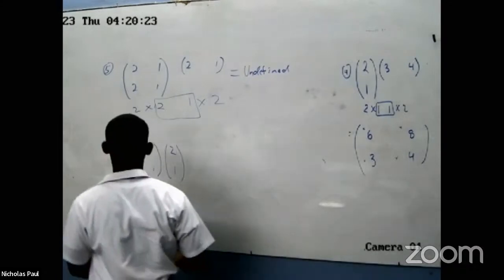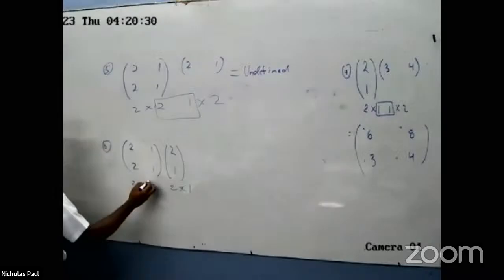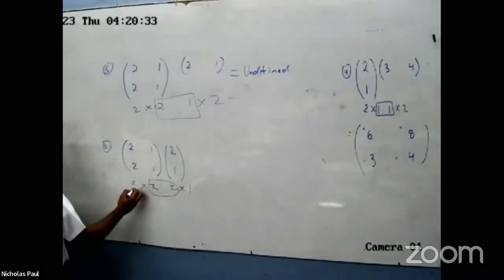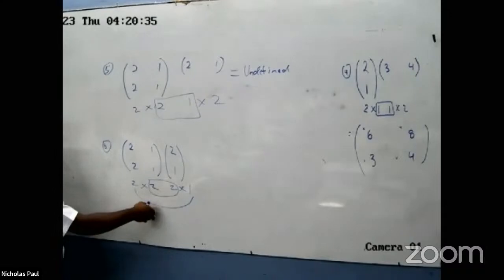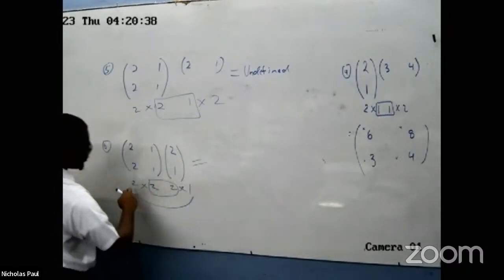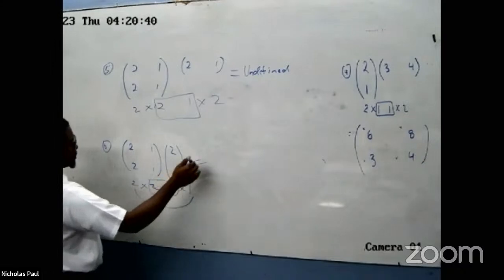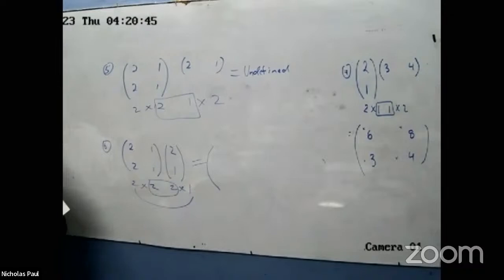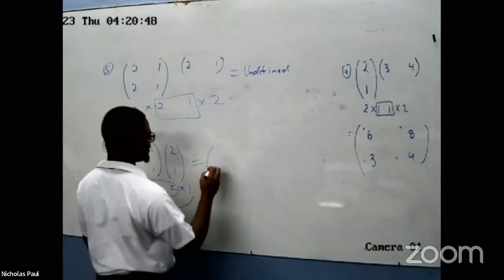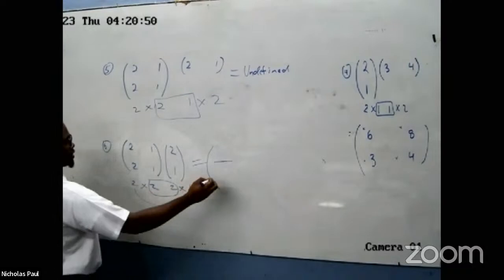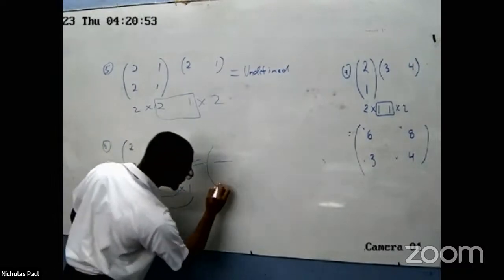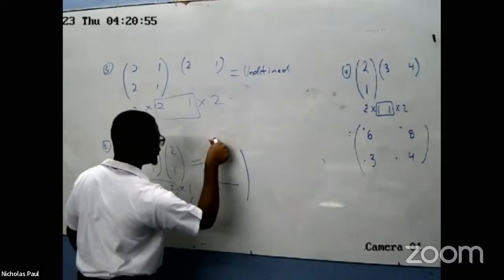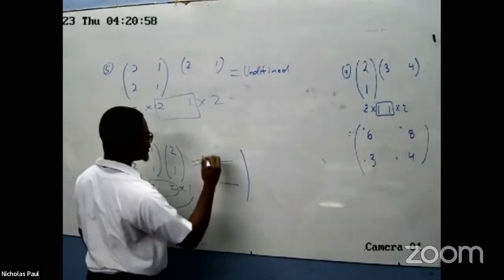For this one, they are equal, so therefore you can multiply. I like to do this because it shows how many rows by how many columns the answer would be. So therefore it will be 2 rows by 1 column. So you know the answer will look something like this.